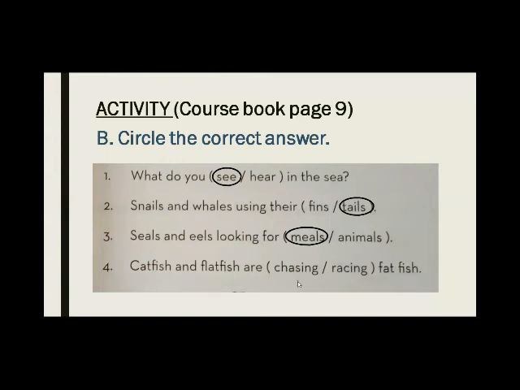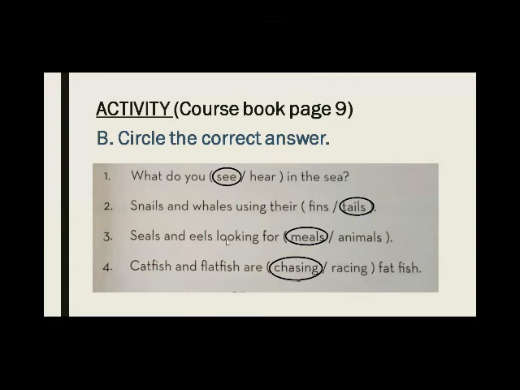Okay. Catfish and flatfish are racing fat fish. Are catfish and flatfish doing the racing in the sea? No, catfish and flatfish are chasing the fat fish. Why are they chasing the fat fish? Because they want to catch the fat fish to eat. They want to eat the fat fish for food, because catfish and flatfish are carnivores in nature. That's why they are chasing the fat fish. Okay, the correct answer is chasing. Catfish and flatfish are chasing fatfish.